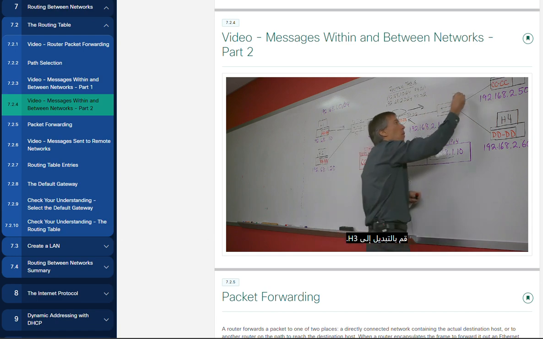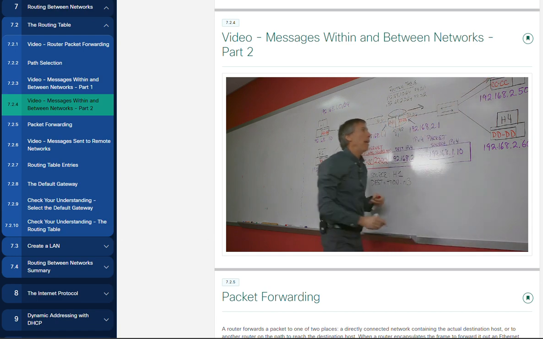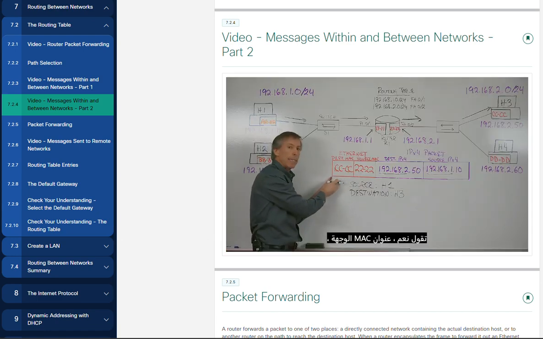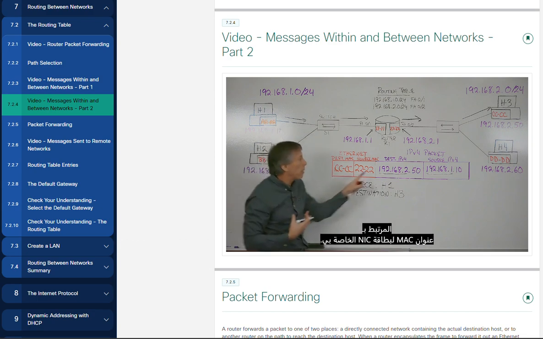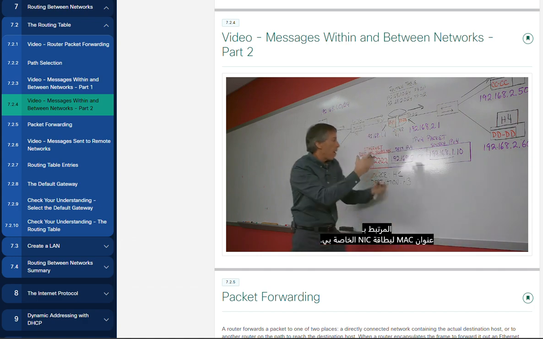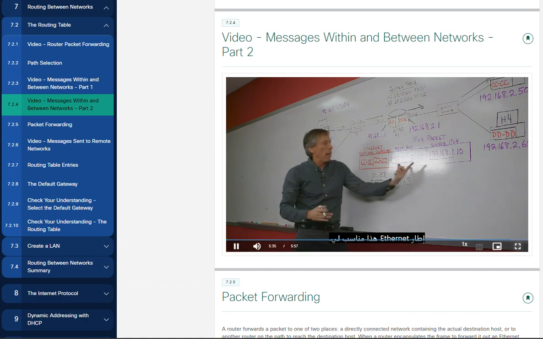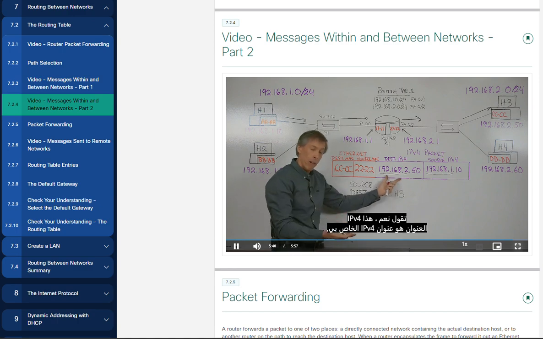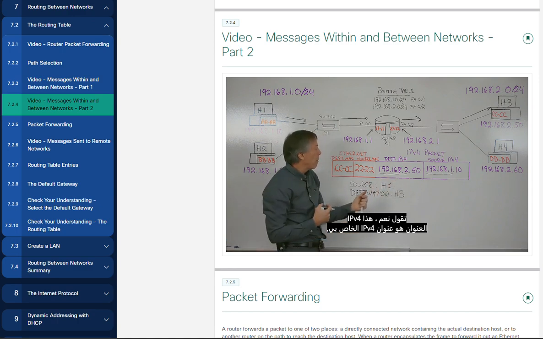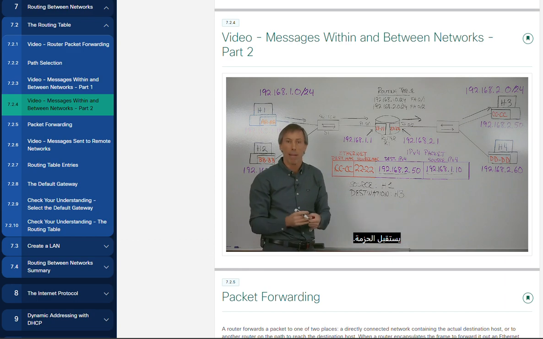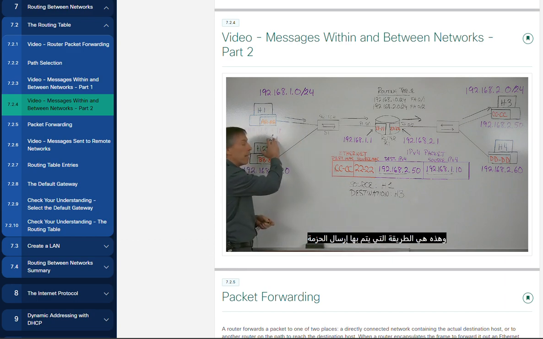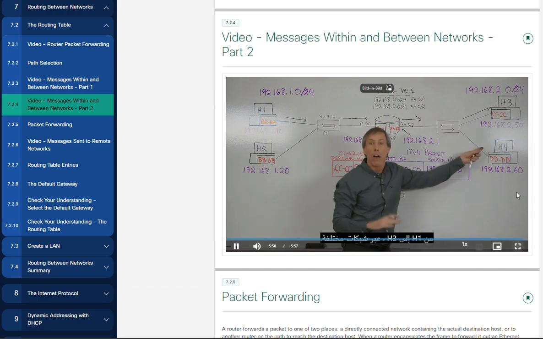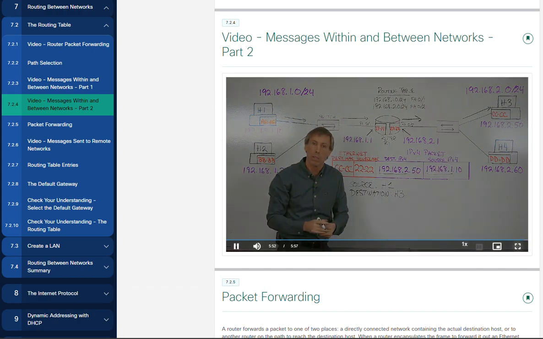The switch forwards that on to H3. It says, yes, the destination MAC address is the MAC address of my NIC card. This Ethernet frame is for me. It receives the packet and says, yes, that IPv4 address is my IPv4 address. And that's how a packet is sent from H1 to H3 across different networks.